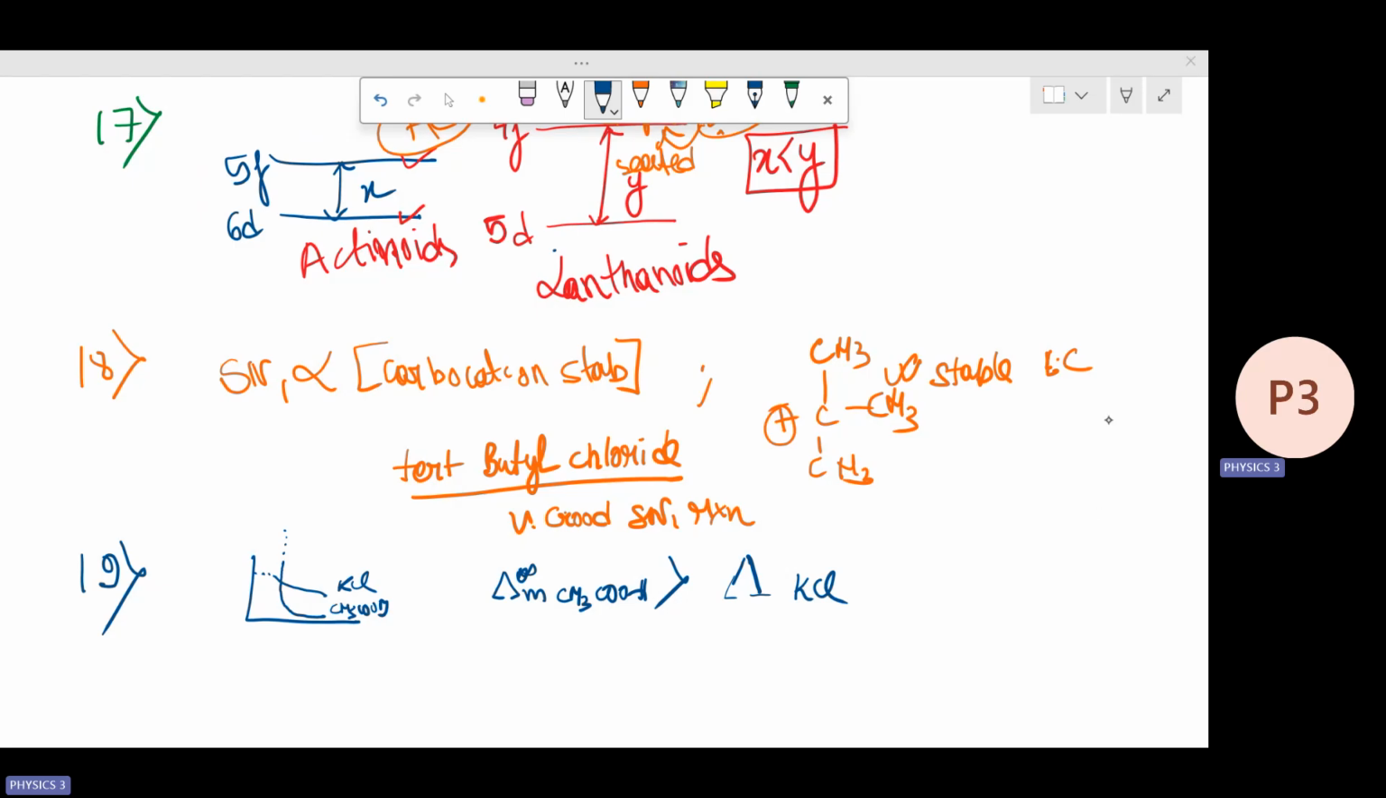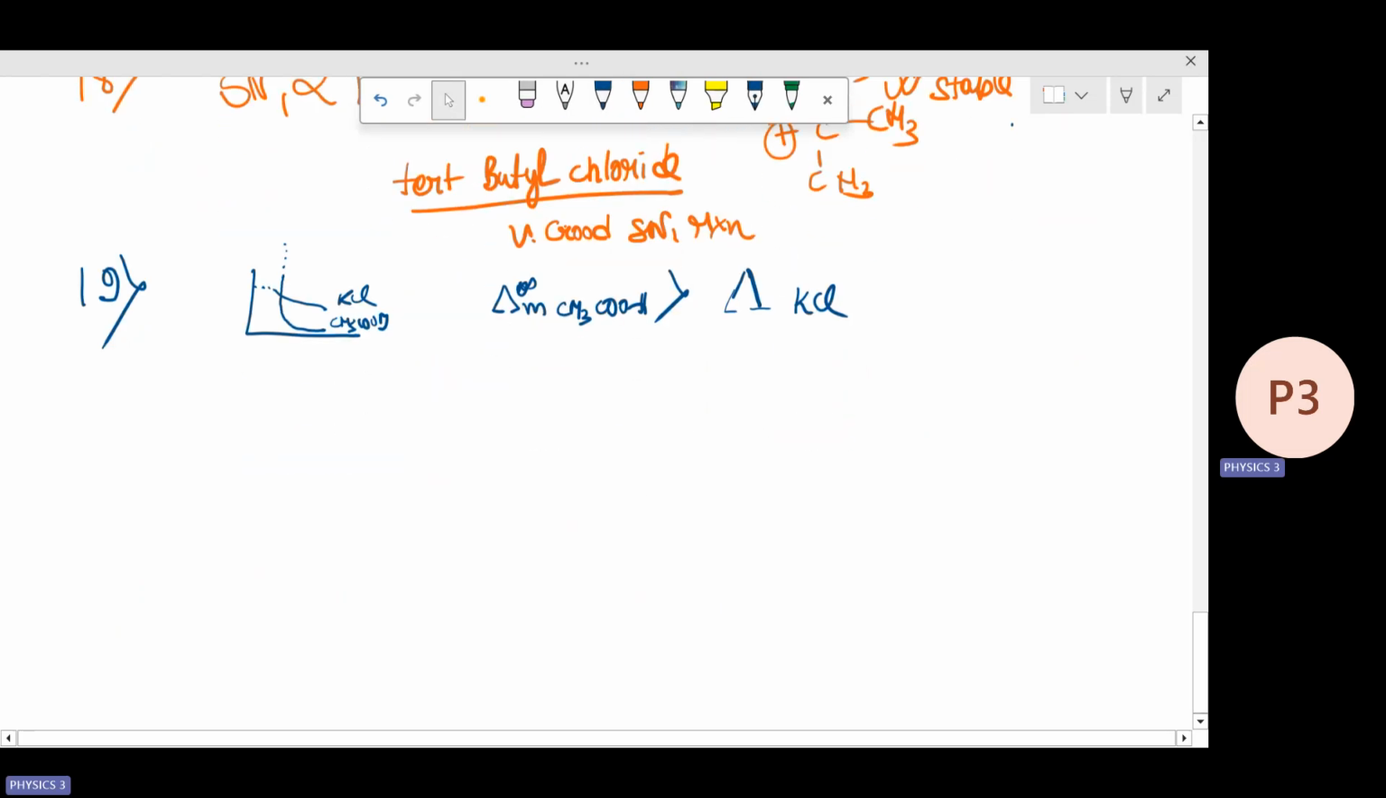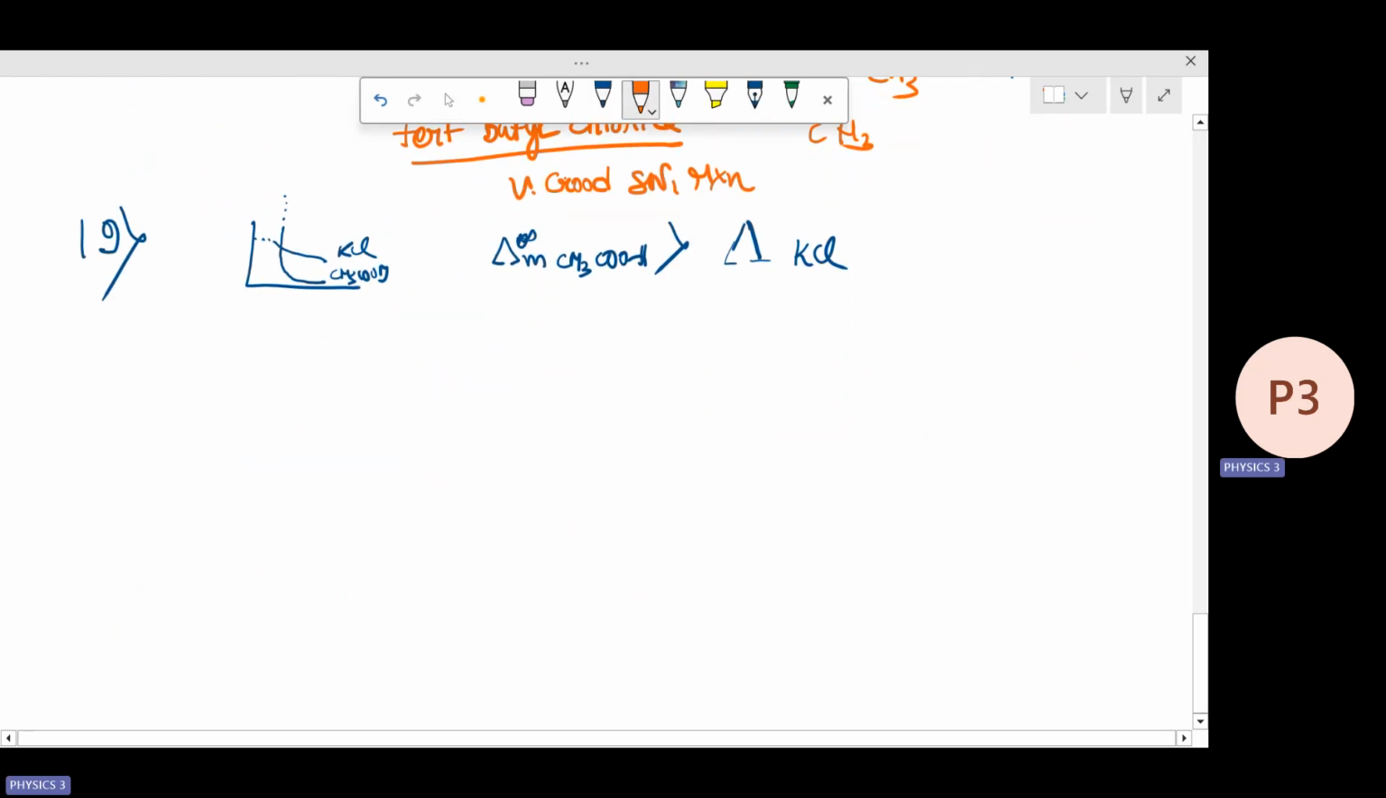Now, continuing further, what we can say is, next question. As this is the scenario, we can say the first statement is false.